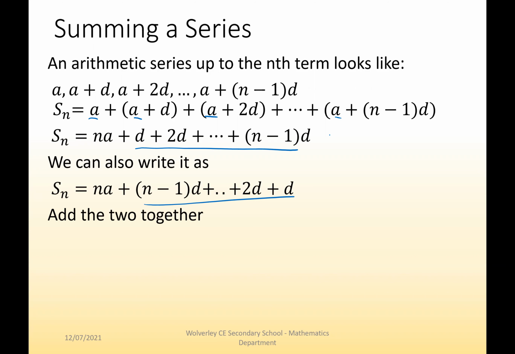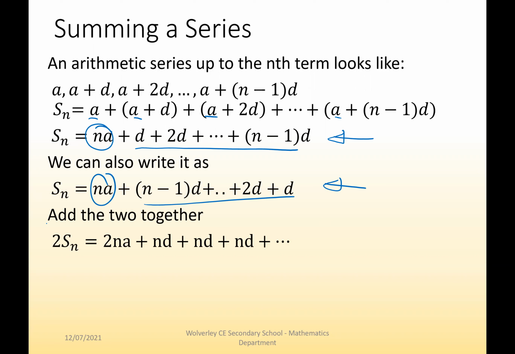If we add together this sum to n plus this one, we get two lots of sum to n. So two lots of na, plus n minus 1d plus d is going to be nd. N minus 2d plus 2d is nd, and so on, and they're all nd. And how many of those have we got? Well, we've got n minus 1, because we don't have the first term. So we now have 2na plus n minus 1 lots of nd.